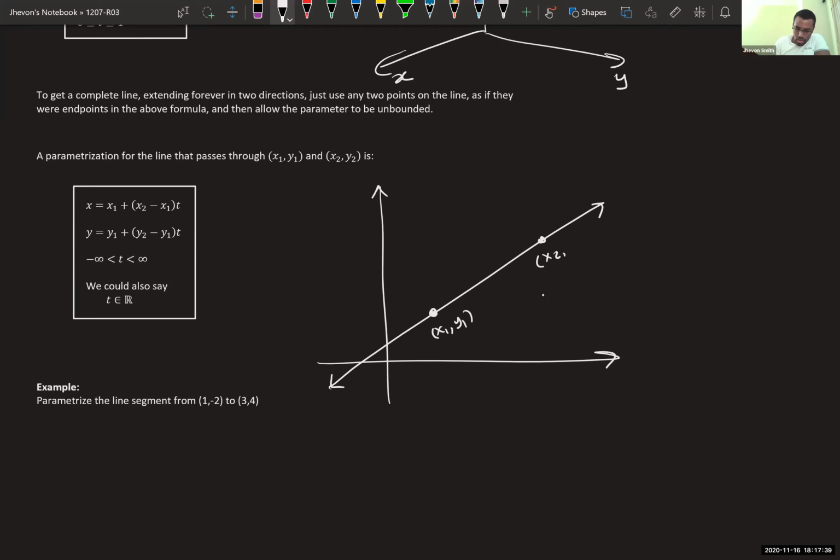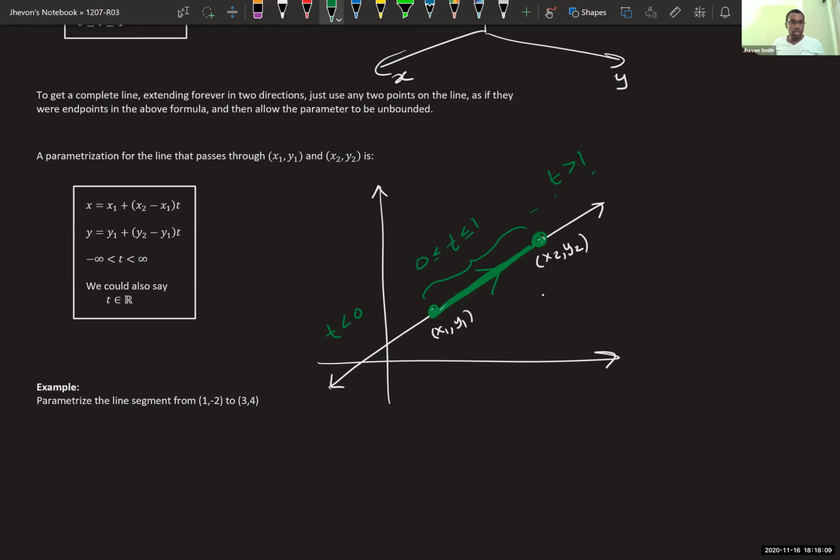And x2, y2. So if you know 2 points that you want to pass through, then it turns out that this part of the line is the part that's given by t goes from 0 to 1. But if t extends further, you'll continue over here, where t is greater than 1, and over here is where t is less than 0. Okay, so that's basically it.